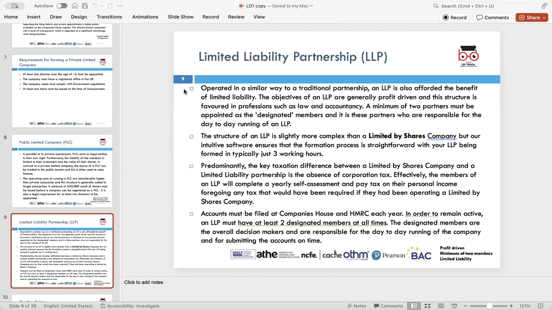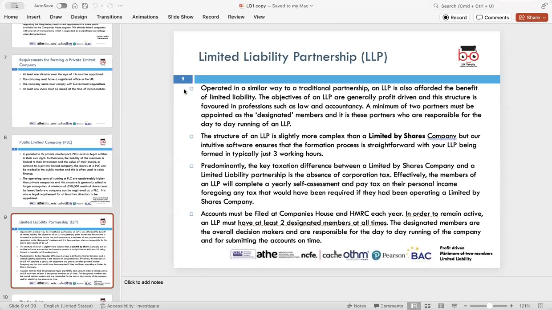Our user-friendly software ensures that the formation process is uncomplicated, with your limited liability partnership being founded in an average of 3 working hours. Although the structure of a limited liability partnership is slightly more complicated than that of a limited company, the process is still straightforward. There is no corporation tax in a limited liability partnership, which is the primary distinction between a limited liability partnership and a limited company in terms of taxation.